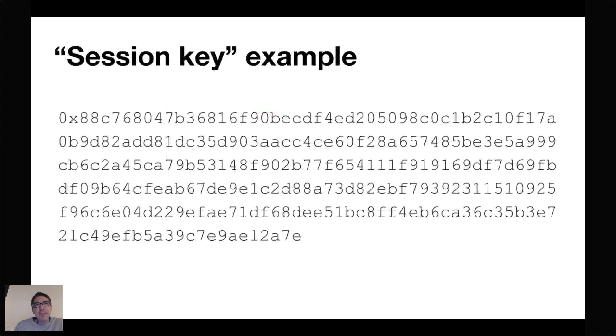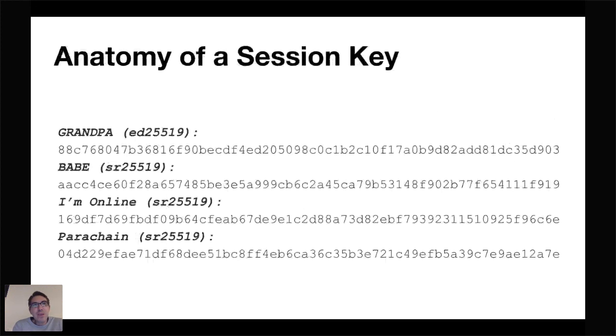So here's just the example of the one that I got. It just looks like a huge number, but we can actually split that, and we can see where the Grandpa key, the Babe key, the I'm Online key, and the parachain key are. So again, these are used by the validator for different functions. And as I already mentioned, you can see they use different kinds of cryptography because for certain types of functionality, certain types of crypto are more or less secure for that particular functionality.